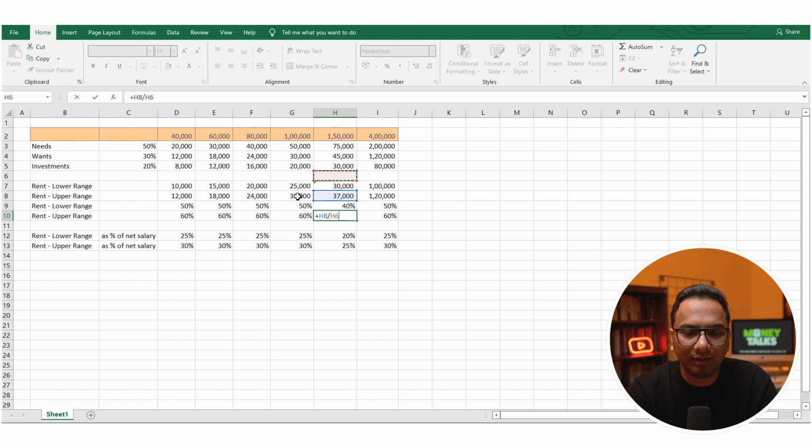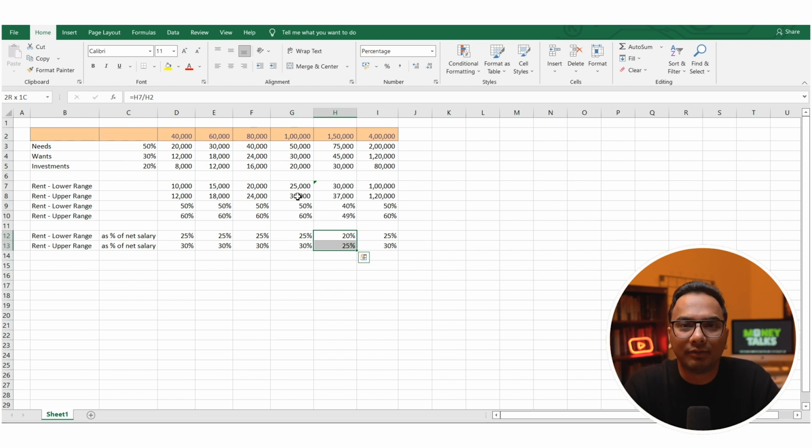And 37 divided by the needs bucket is 49%, which is lower than our previous bucket. And at the overall salary level as well, we see that the range has decreased. Now we are in the range of 20 to 25% of the salary. Great, you have controlled your rent. But what is the benefit?